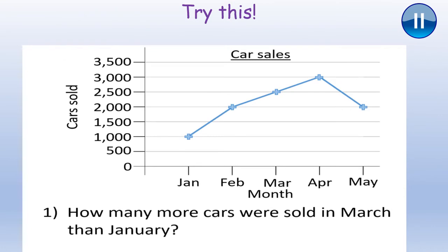Now take a look at this line graph showing car sales. On the left we have the amount of cars sold going up in 500s from 0 to 3,500. And along the bottom we have the months from January to May. How many more cars were sold in March than in January? Make sure you show your working out. Good luck!